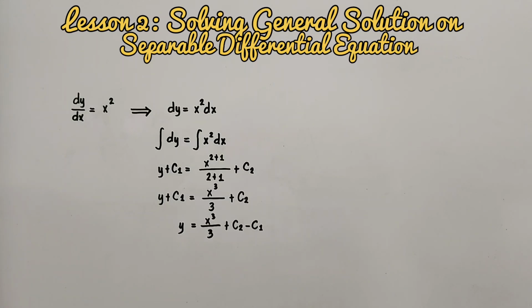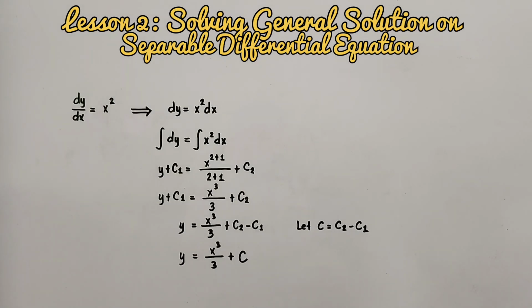Since c sub 1 and c sub 2 are arbitrary constants, and both are elements of the real numbers, then by the closure property, the difference between c sub 2 and c sub 1 is also an element of the real numbers. Now, we let another constant c equal c sub 2 minus c sub 1, where such c is also an element of the real numbers. Since we let c equal c sub 2 minus c sub 1, the equation now becomes y equals x cubed over 3 plus c.